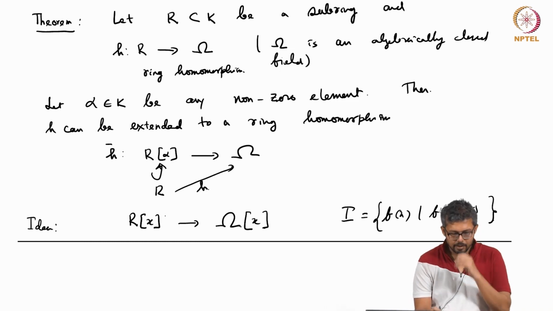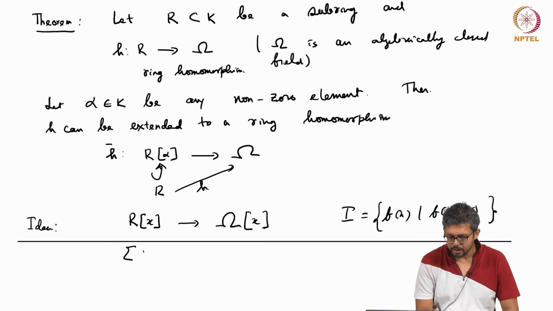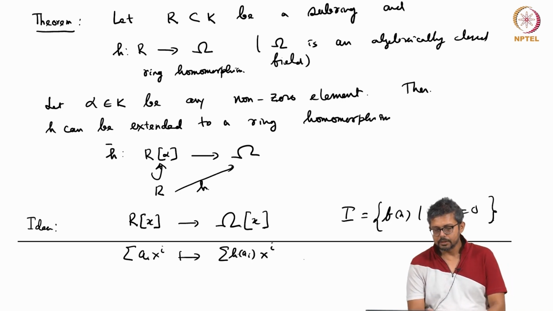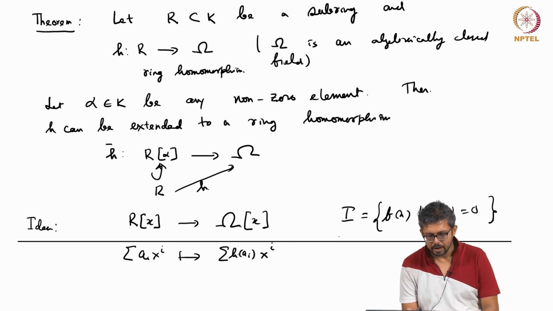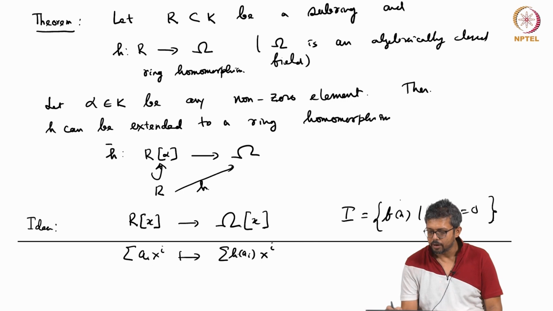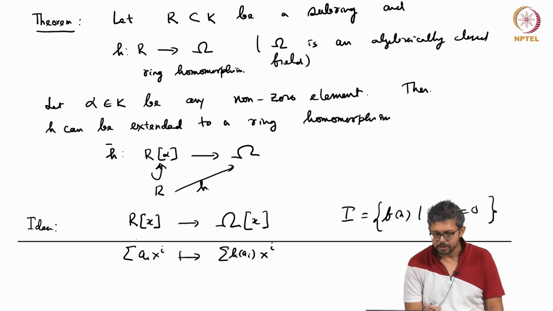If you take any polynomial here, the summation of a_i x^i, you send it to the summation of h(a_i) times x to the power i. So this is extended linearly. Now you take the ideal I, which is all those functions in R[x] with f(alpha) equal to 0. When you take the image, it is an ideal.